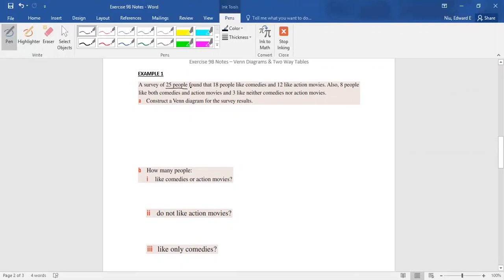So a survey of 25 people found that 18 people like comedies, 12 like action movies, and 8 people like both. 3 like neither comedies nor action movies, and from here we've got enough information to construct a Venn diagram. Now, it's always really important that you put a box around your Venn diagram. Otherwise, it doesn't really count. Otherwise, it's just two circles that's awkwardly touching each other.